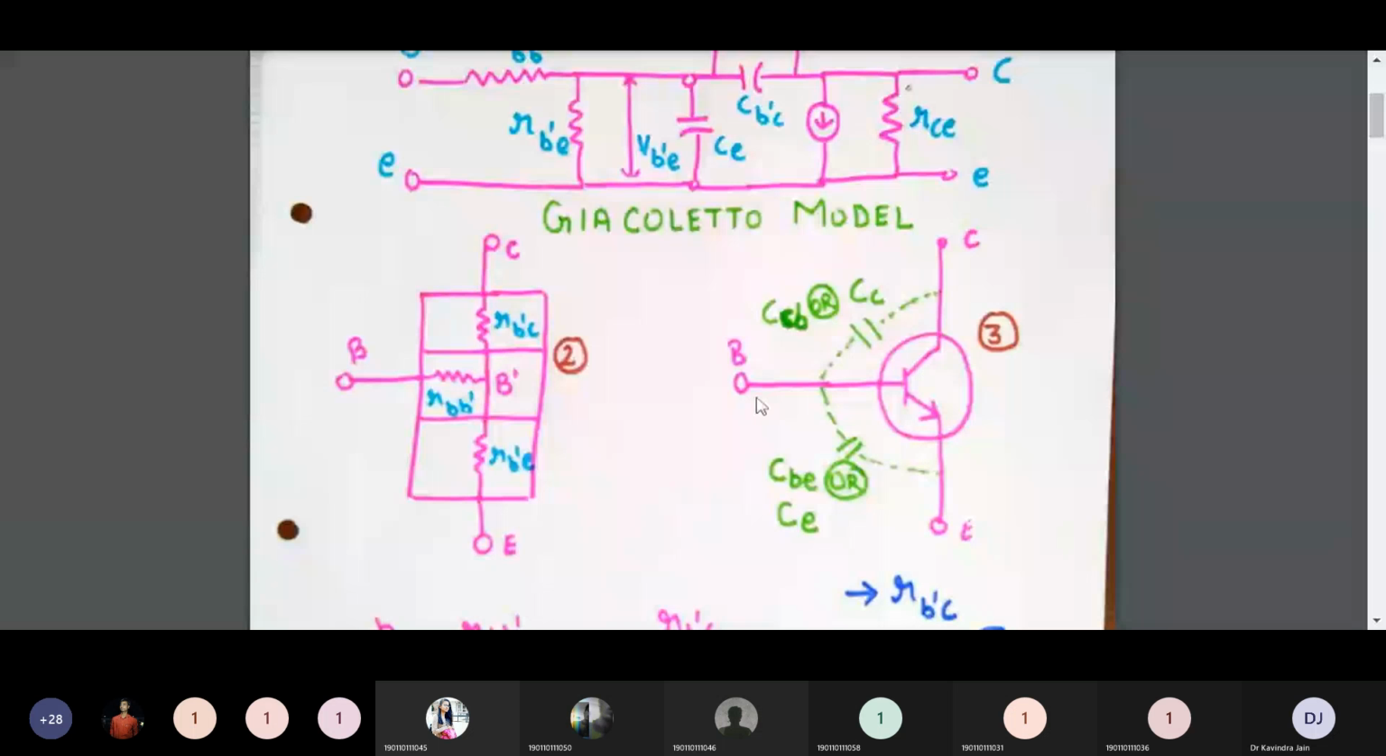Physically something may exist between B and E, but this C B-dash-E is a virtual component, which exists but is not practically there. So this is C B-dash-E, commonly known as CE, which is known as diffusion capacitance. I hope you understand this. Yes, sir.